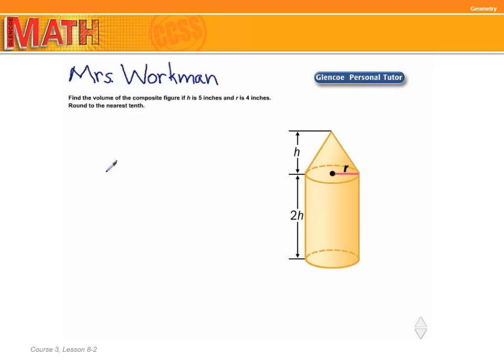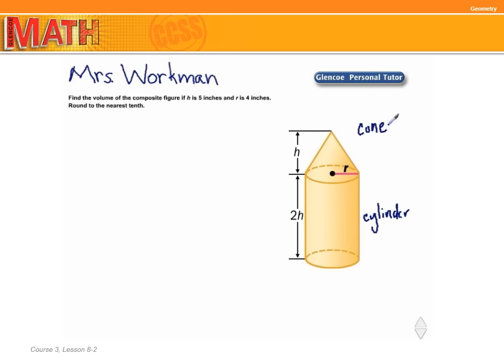Find the volume of the composite figure if h is 5 inches and r is 4 inches. Round to the nearest tenth. Let's look at our composite figure. I notice that part of the figure is a cylinder, and the other part of the composite figure is a cone.